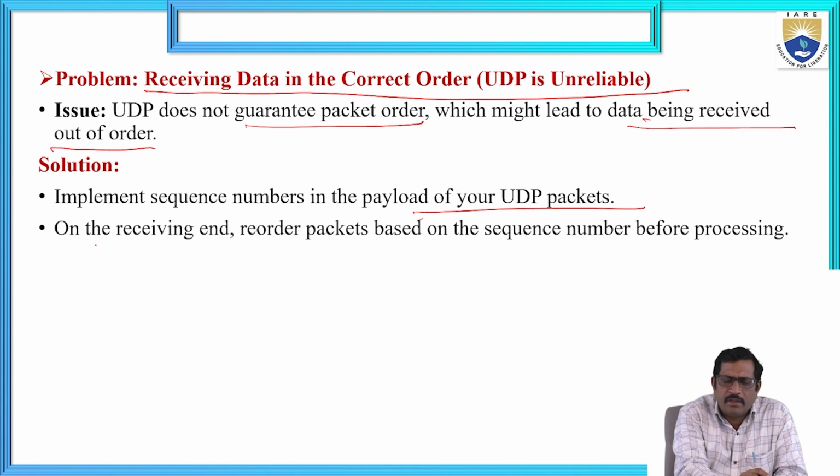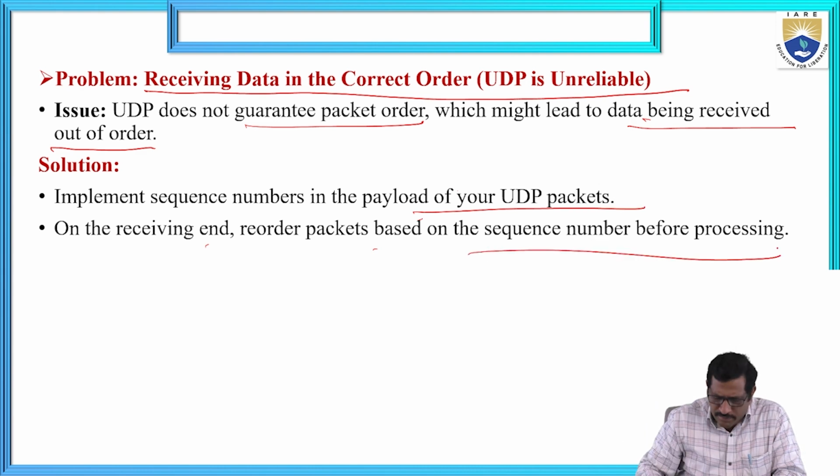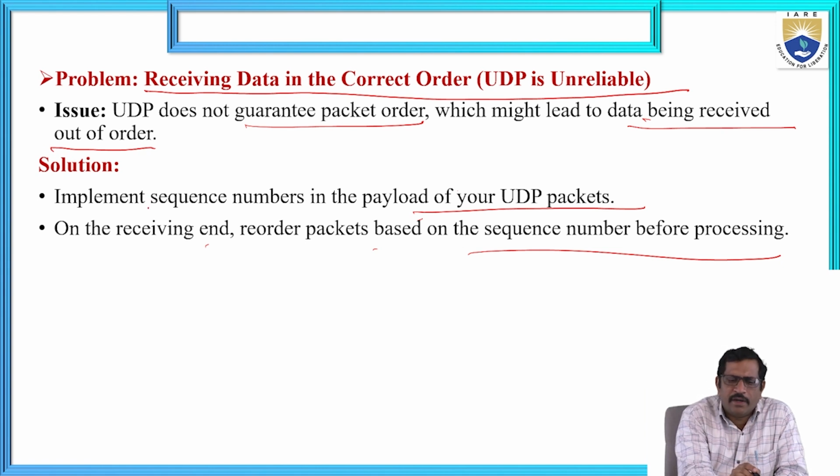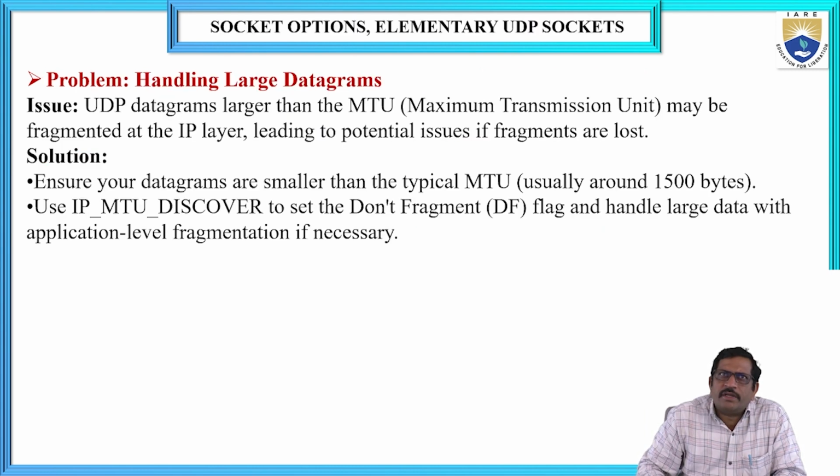That means on the receiving end, reorder packets based on the sequence number before processing. So this is the solution. First, we have to implement the sequence number. By implementing the sequence number in the payload of the UDP packet, we can send the data in order, in the sequencing order. Now, on the receiving end, we reorder the packets based on the sequence number only, before processing.